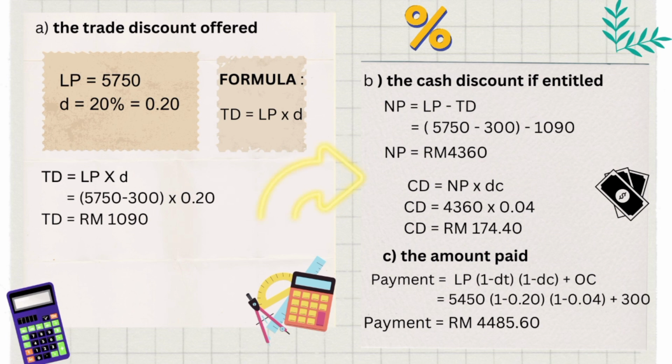I use the formula CD equals NP multiplied by DC, the cash discount rate. The answer is 4,360 multiplied by 0.04. So the cash discount is RM 174.40. For question C, we need to find the amount paid.